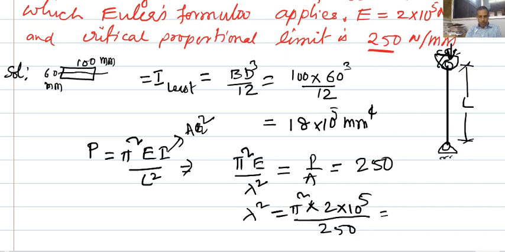250, is it not? How much is it? 89. Pi square lambda equal to 89, sir. 10 power of 5 divided by 250. So pi square 2 into 10 power of 5 by 250. So I am getting little lambda equal to, okay, fine.